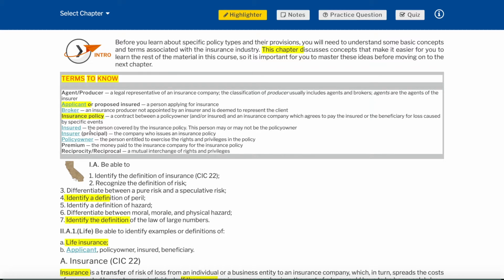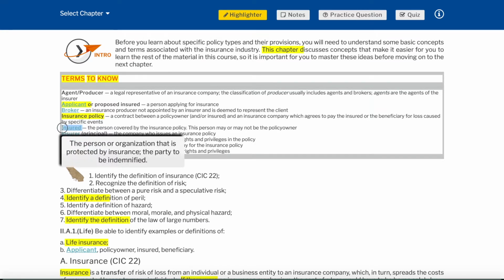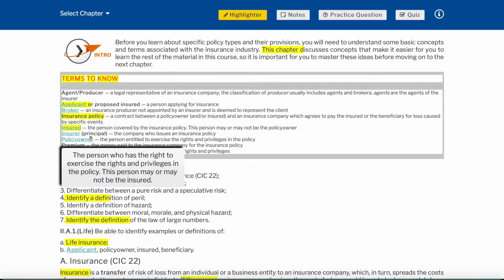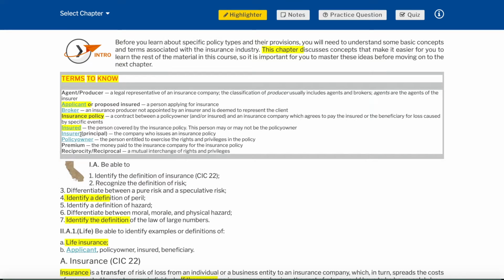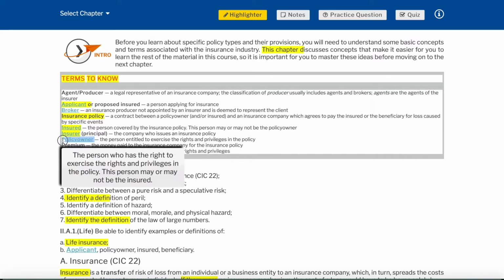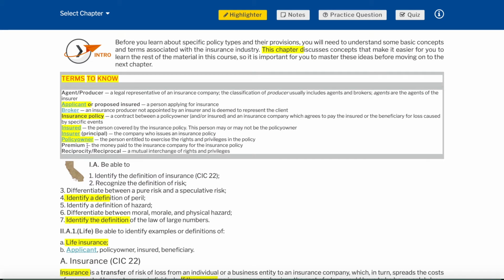Insurance policy, a contract between a policy owner and/or insured and an insurance company which agrees to pay the insured or the beneficiary for loss caused by specific events. Insured, the person covered by the insurance policy. This person may or may not be the policy owner. Insurer, principal, the company who issues an insurance policy. Policy owner, the person entitled to exercise the rights and privileges in the policy. Premium, the money paid to the insurance company for the insurance policy. Reciprocity, reciprocal, a mutual interchange of rights and privilege.